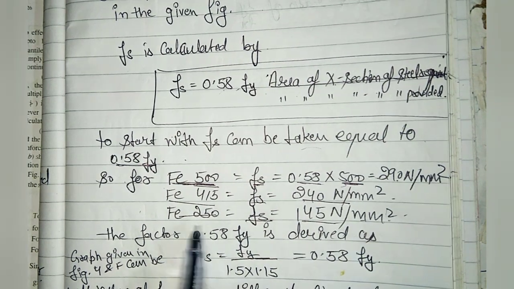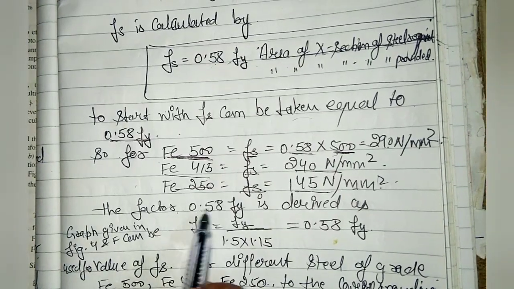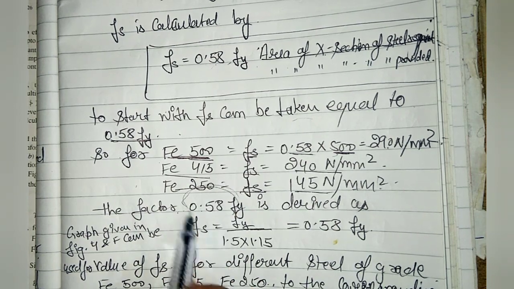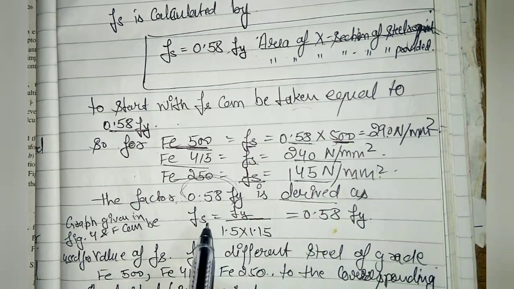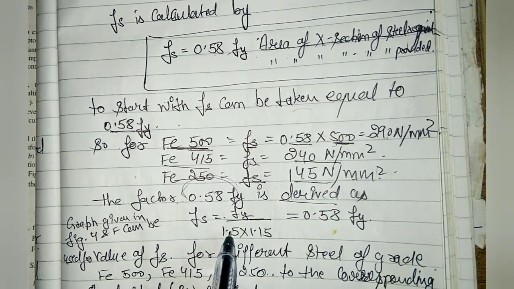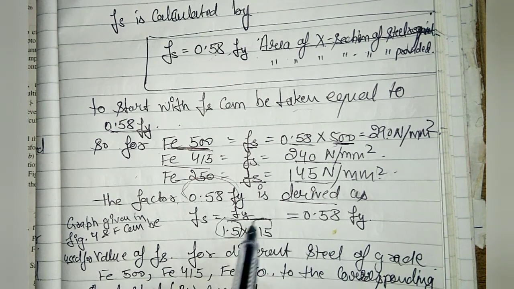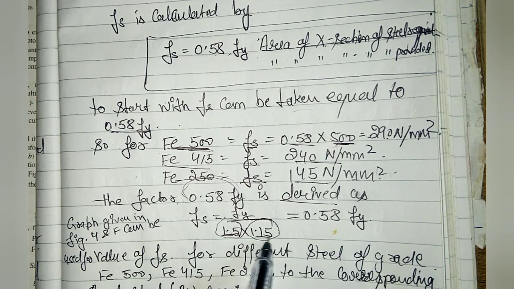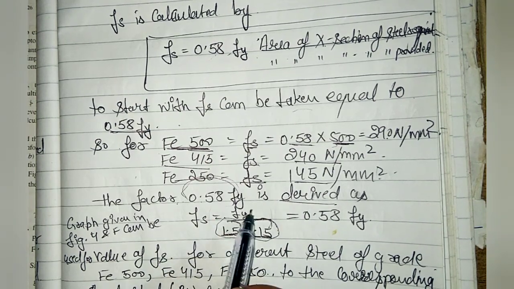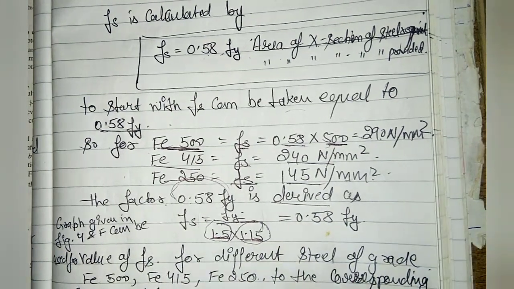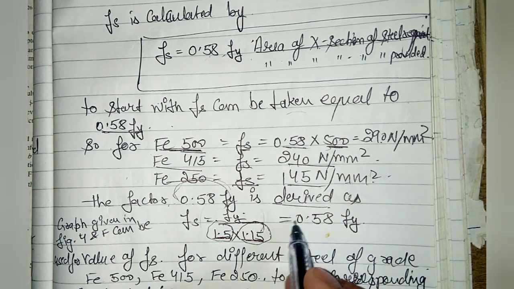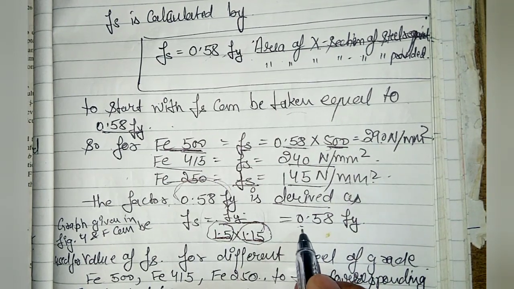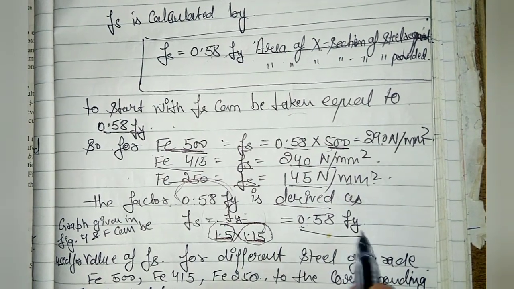Now what is this factor? This factor 0.58 Fy is derived as Fs equal to Fy divided by 1.5 multiplied by 1.15. This is the factor of safety for loads, and this is the factor of safety for steel. That's how we get this value, 0.58 of Fy.